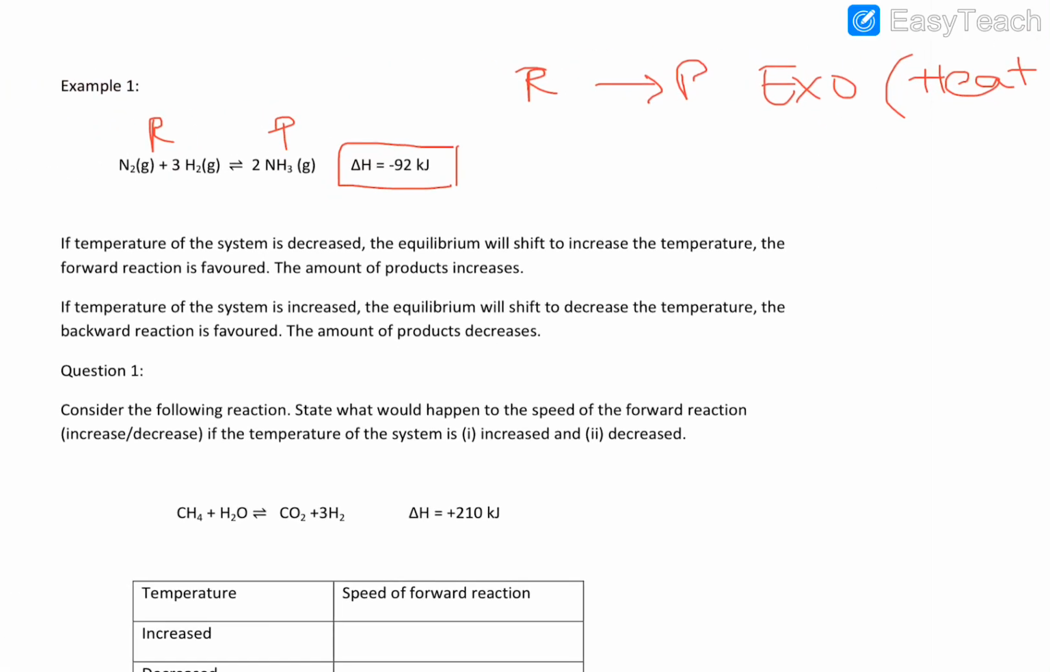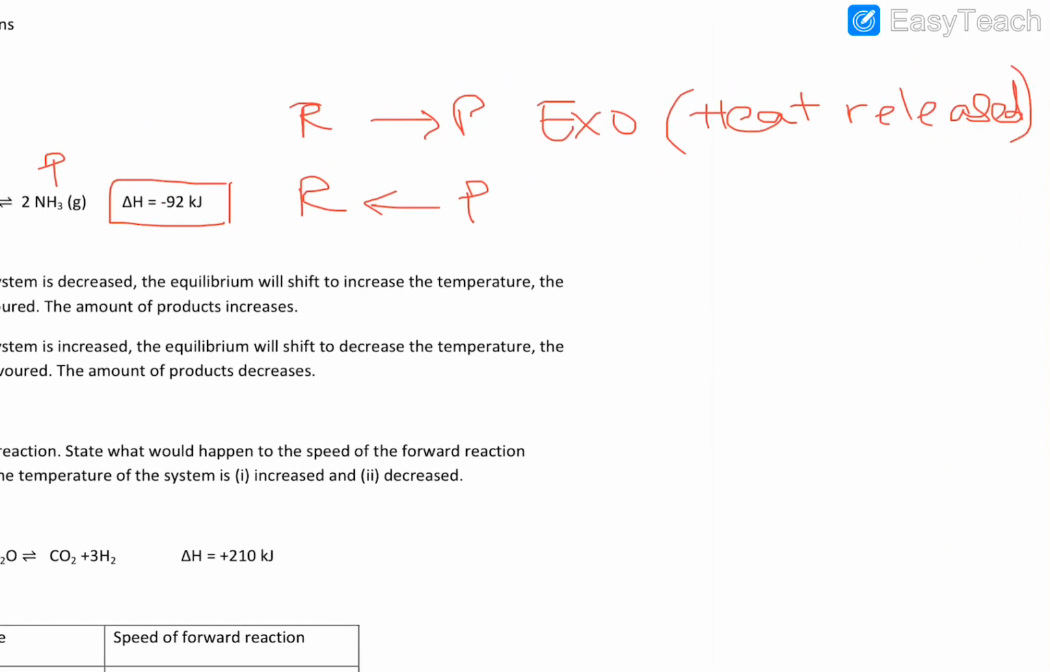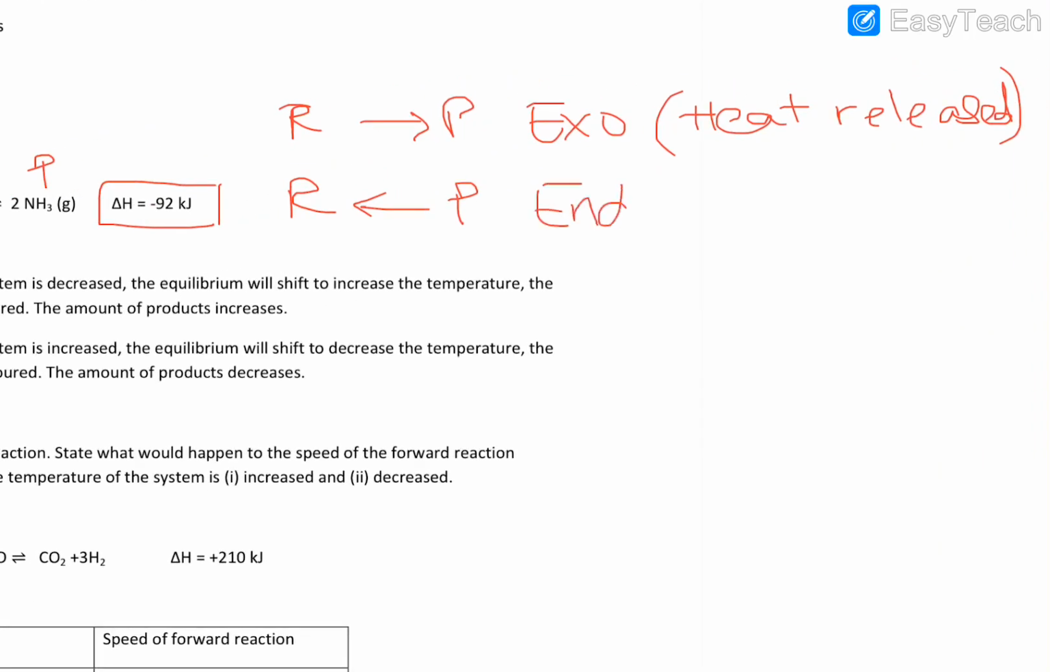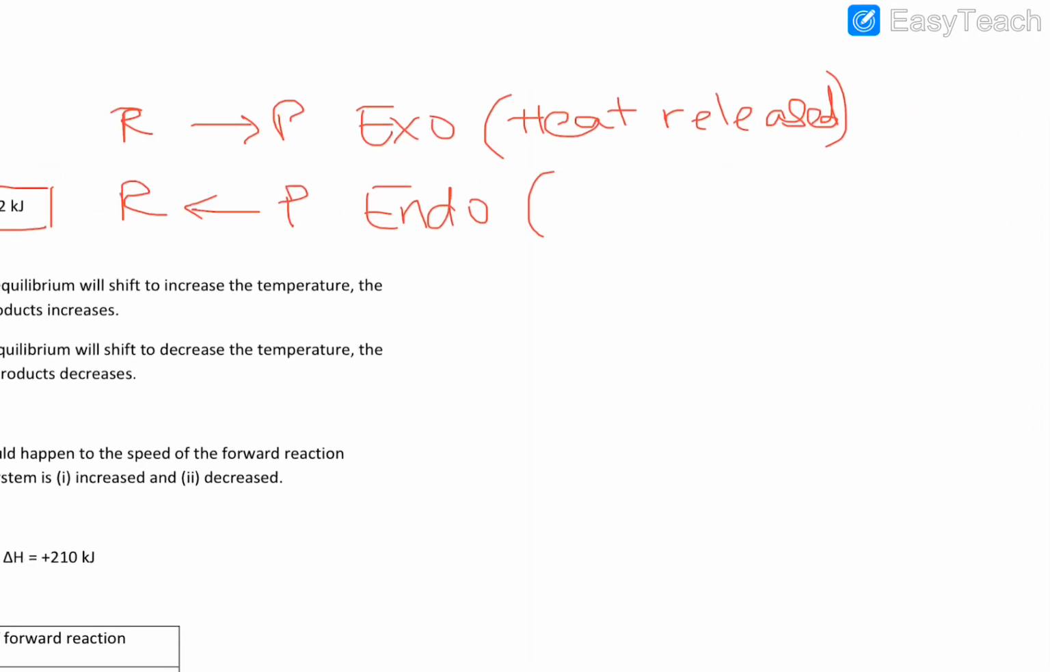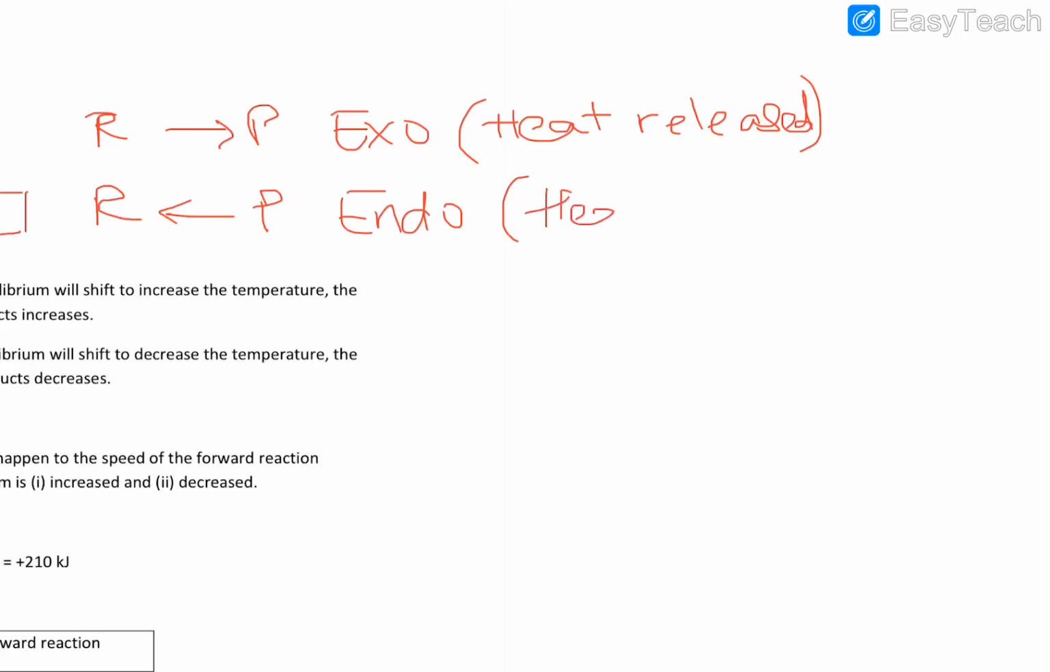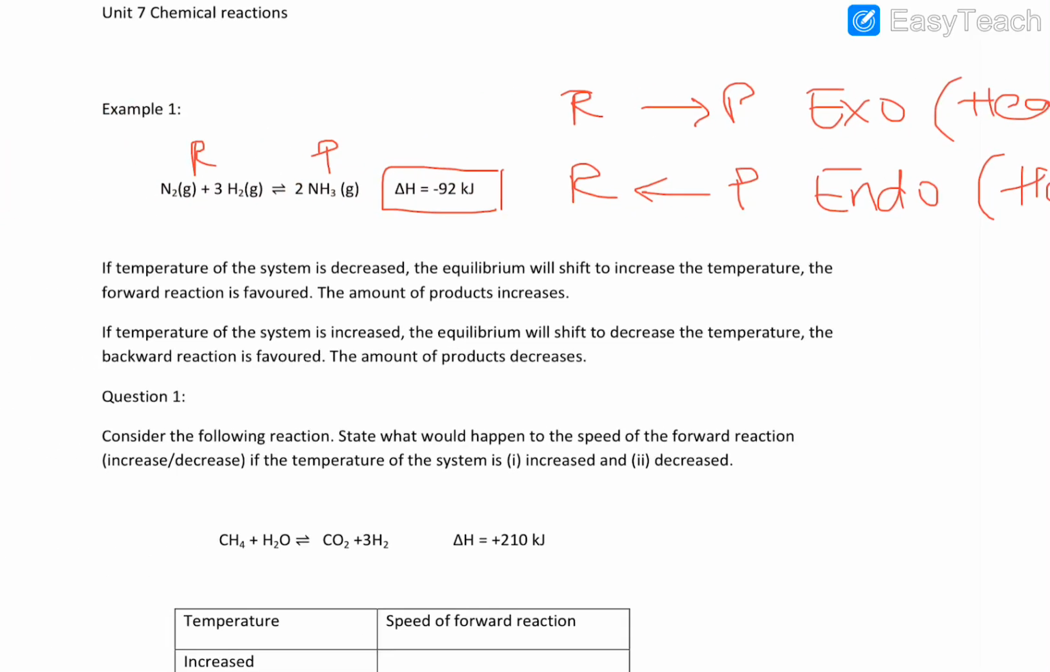Okay, which means that from products to reactants, the backward reaction is going to be endo, which means that heat will be absorbed. Now let's see how the conditions are being changed.